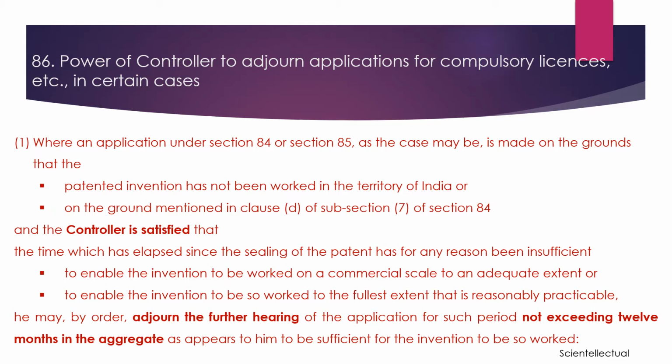That is, when under section 84 or 85 the application has been made and the application ground may be that the patented invention is not worked in India, or maybe the ground which is mentioned under subsection 7d of section 84, which has been discussed in our earlier video. And if the controller thinks that the time which has been lapsed after grant of patent, there is sufficient cause not to enable the invention in commercial scale in India, then he may give a chance to make it worked in India, and he may adjourn further hearing of the application and give extension of time maximum of 12 months to work the invention in India.